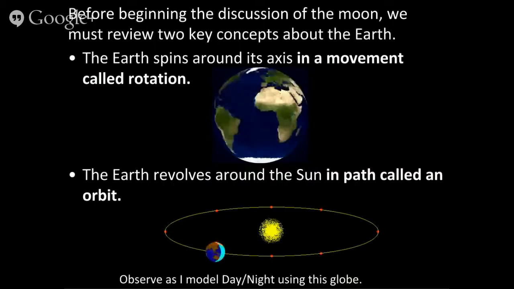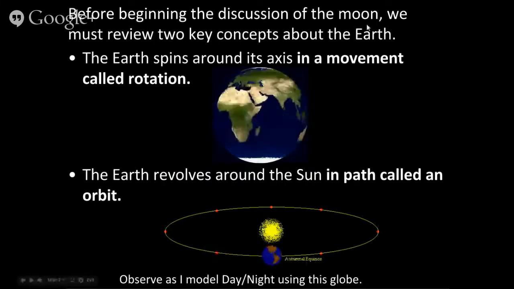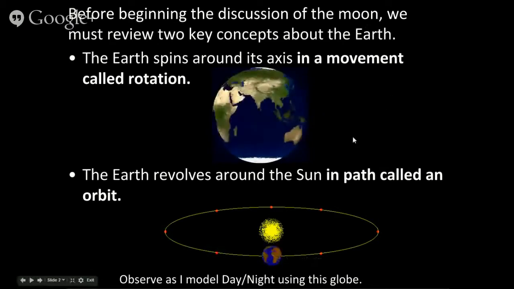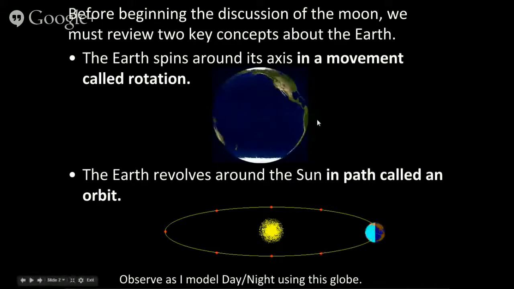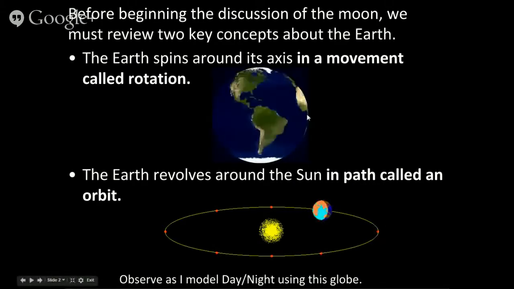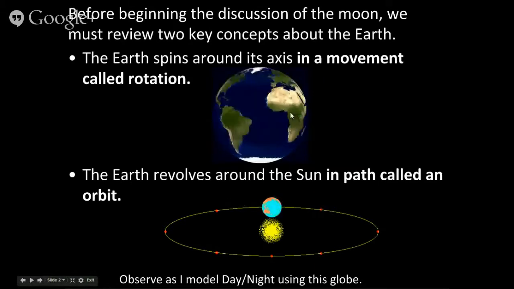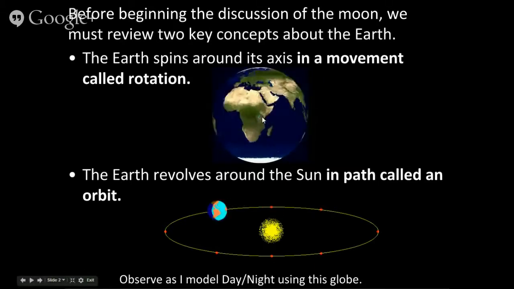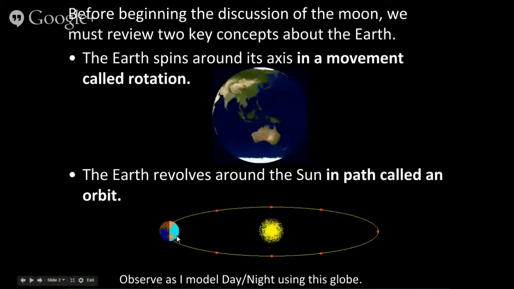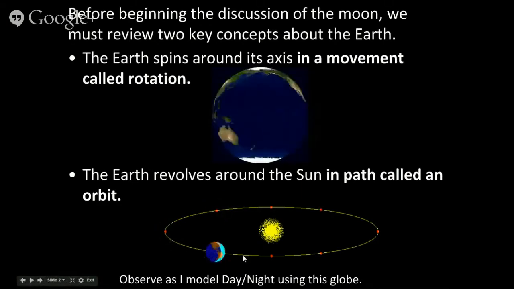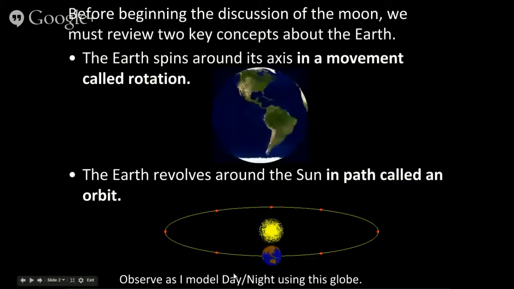Before beginning the discussion of the moon, I just need to review with you two key concepts about the Earth and two motions that the moon experiences as well as the Earth. The first one is rotation. As you may know, the Earth rotates, meaning it moves about its axis. It just spins around. The moon does this as well. The second motion is called revolution. The Earth actually moves all the way around the sun. The moon revolves as well.